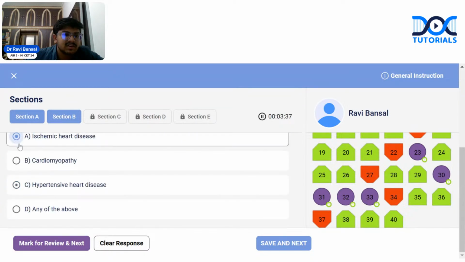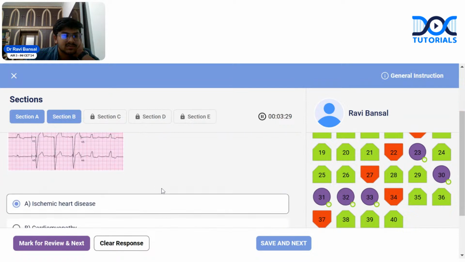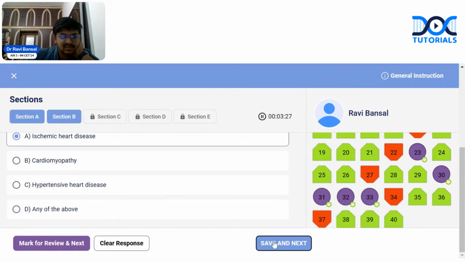So I will mark ischemic heart disease. My gut feeling is that they have given ST segment elevation, so I will just go for ischemic heart disease and save it.